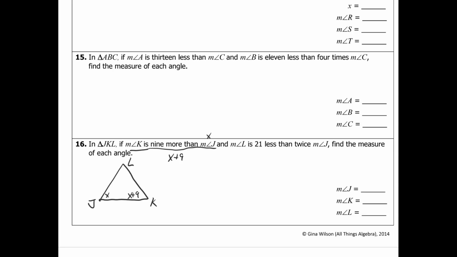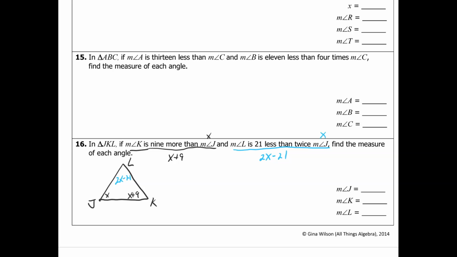All right. Now we're going to look at angle L. The only one that we need, angle L, is 21 less than twice, and this is my x still. I made angle J my x. So I just have to write that as an expression. So think about it. It is 21 less than twice x. So 2x minus 21. That's what goes in there.